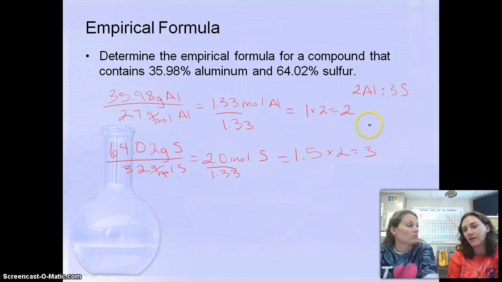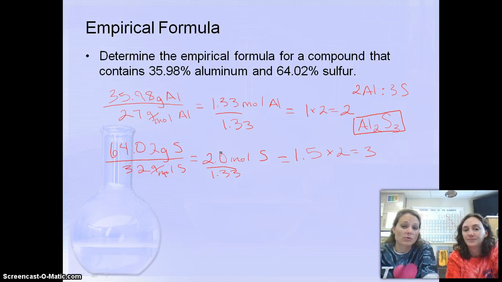So now you have to write it not as a proportion, but as a formula. So we're going to have Al subscript 2 and S subscript 3. So that would be your answer. There you go. It's not that bad. So grams divided by the molar mass to get you into moles.